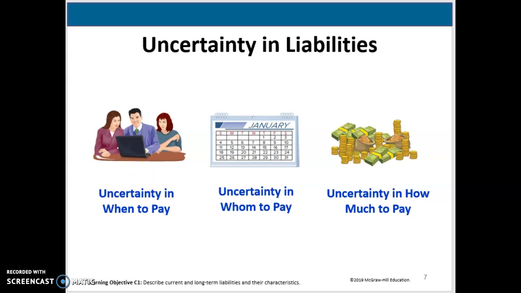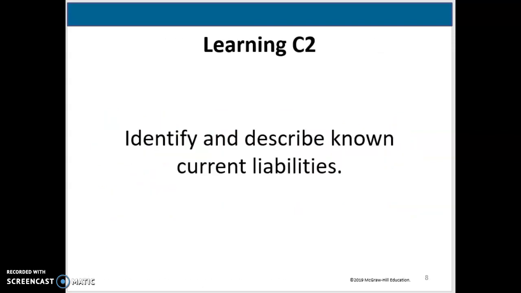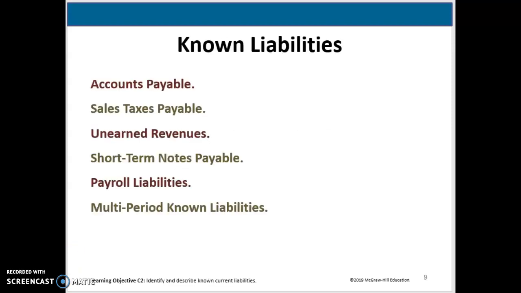All right, so let's look into the known liabilities. And this is what we've seen before. We've talked about liabilities that we are aware of, that we know about. They're going to be liabilities such as accounts payable, sales taxes payable, and unearned revenues. Remember, unearned is still a liability. We have short-term notes payable, payroll liabilities, and multi-period known liabilities. So those are things that we can definitely determine the liability amount for. We're going to know exactly what we owe and when we owe it. They're set by either agreements, contracts, or laws, and they're measurable.